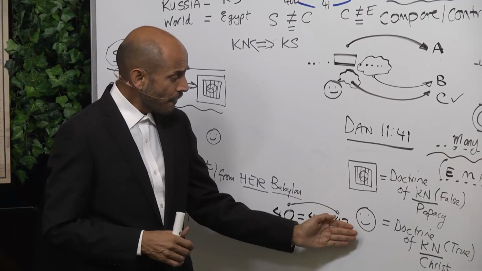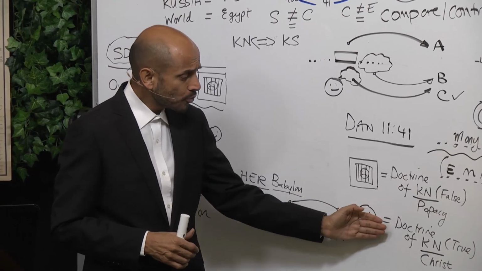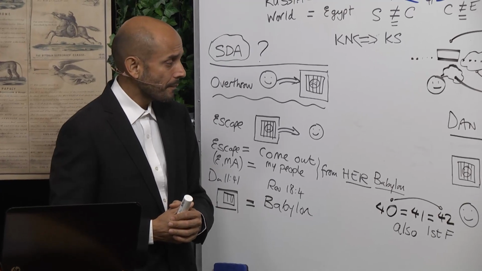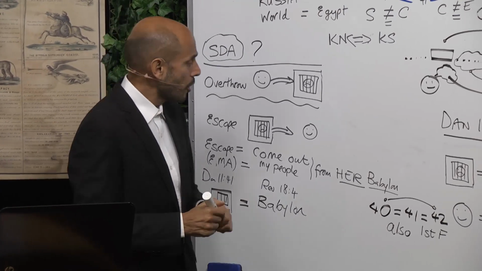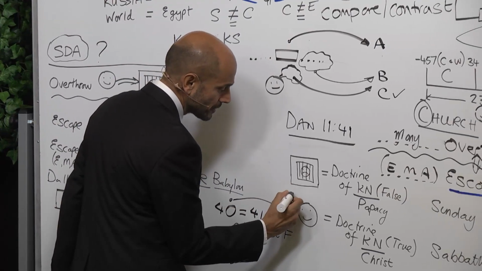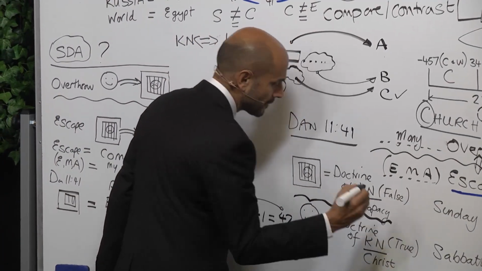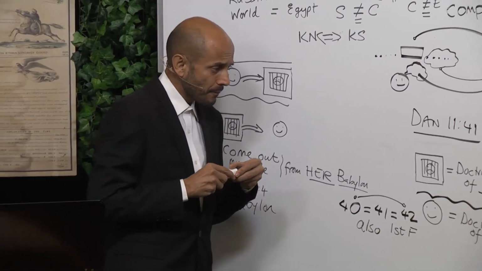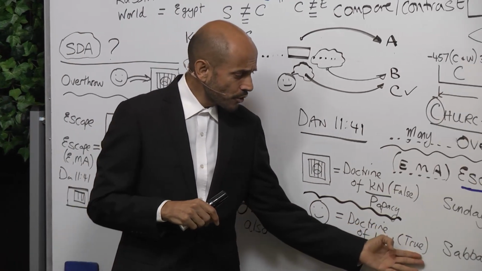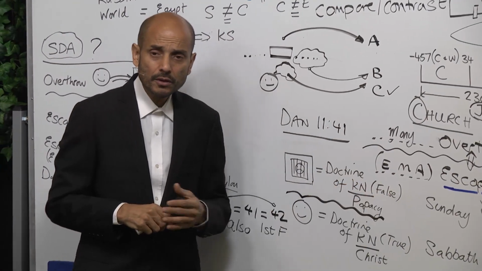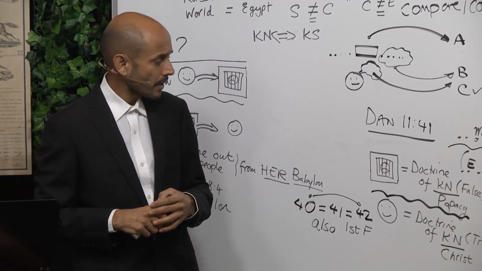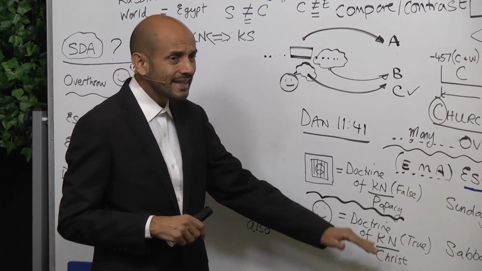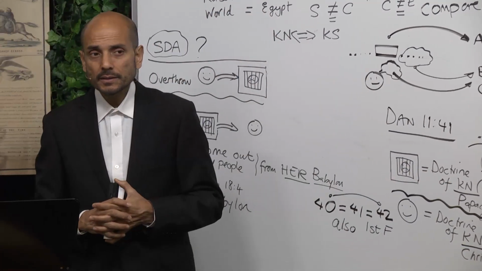Therefore, freedom was also the doctrine of the king of the north, because this is compare and contrast. The subtle difference is that this is the true king of the north and this is the false king of the north. Jesus and the papacy. The Christ and the Antichrist.